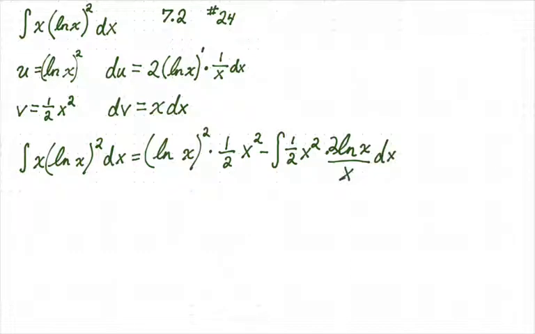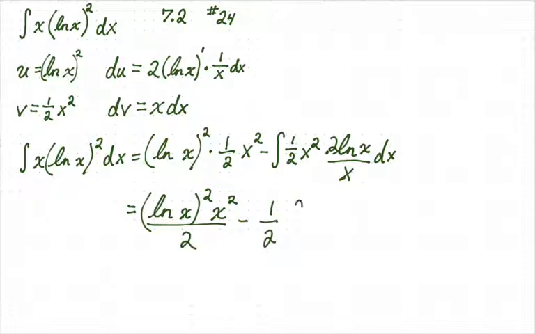And now I can rewrite this. So this is ln of x squared times x squared over 2 minus, there's a 1/2 there as well. The x and the x squared are going to simplify to just x on the top. And the 2 and the 1/2, we can pull both of them out, and so they'll simplify to just 1, ln x dx. And now we can do integration by parts again.